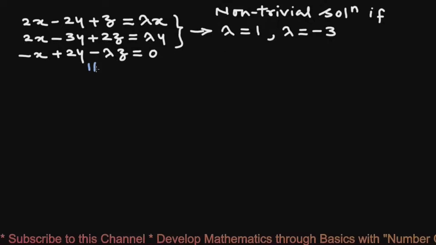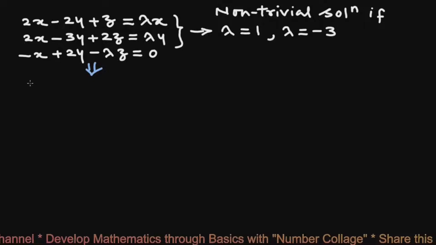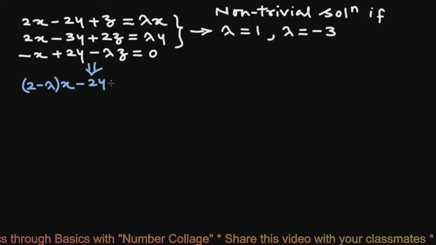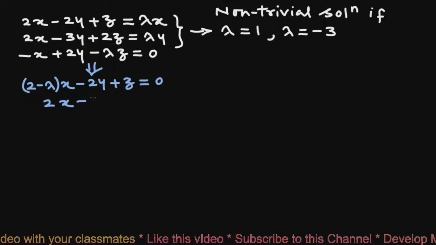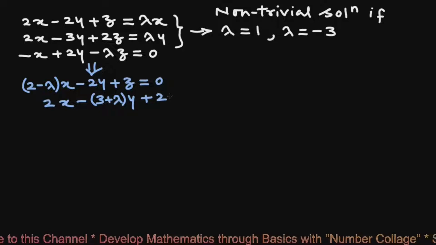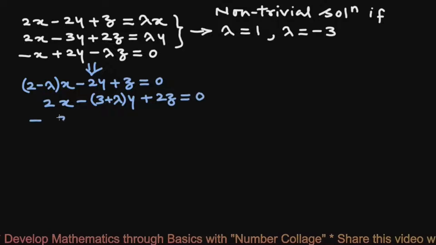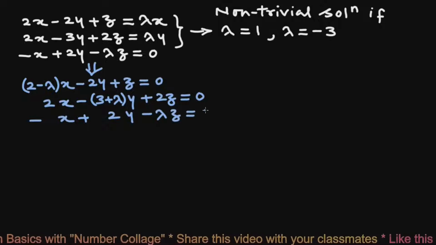We rewrite these equations as 2x minus lambda x, that is 2 minus lambda times x, minus 2y plus z equals 0, 2x minus 3 plus lambda times y plus 2z equals 0, and minus x plus 2y minus lambda z equals 0.